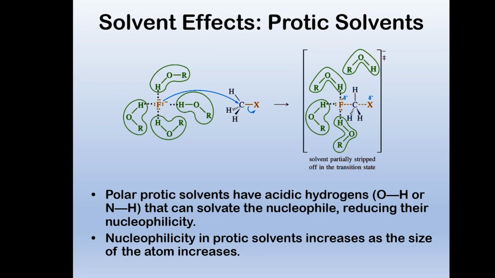Now, fluoride may not be the best nucleophile, but let's imagine it as a nucleophile. And here's our substrate, methyl halide. If this is going to come slam in there, form a new bond, and that leaves, that's our typical substitution reaction. And this is an SN2 reaction.